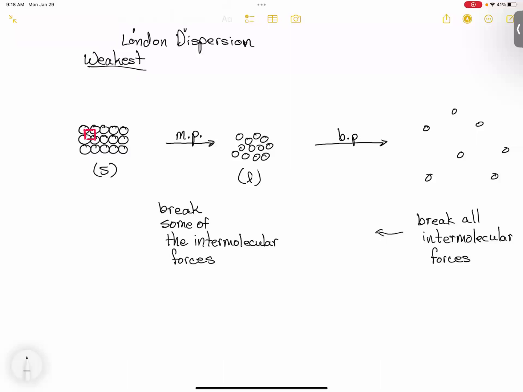Hydrogen bonding has strong intermolecular forces. To pull it apart, I'm going to have to put a lot of energy into it. So in order to melt it or boil it, I would have to put in a lot of energy. So it's going to have a higher melting point and boiling point.